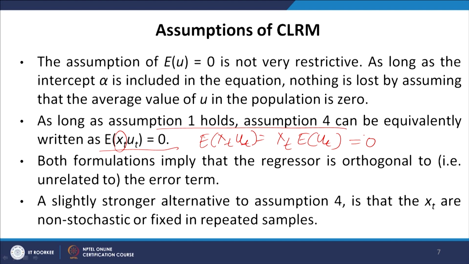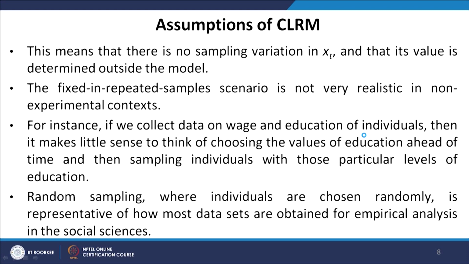This is a stronger alternative because we are assuming away the randomness that could be there in xt. This means that there is no sampling variation in xt, and that its value is determined outside the model. The fixed in repeated samples scenario is not very realistic in non-experimental contexts. For example, if we collect data on wage and education of individuals, then it makes little sense to think of choosing the values of education ahead of time and then sampling individuals with those particular levels of education.